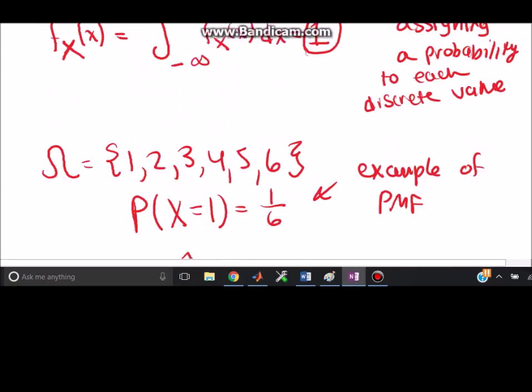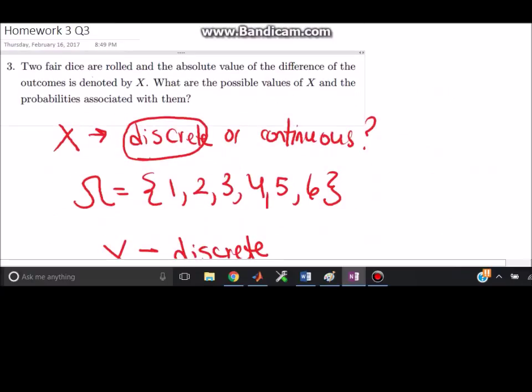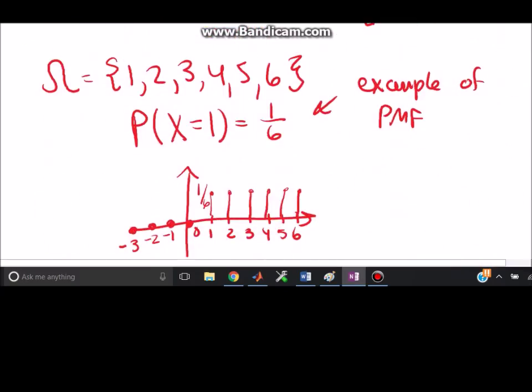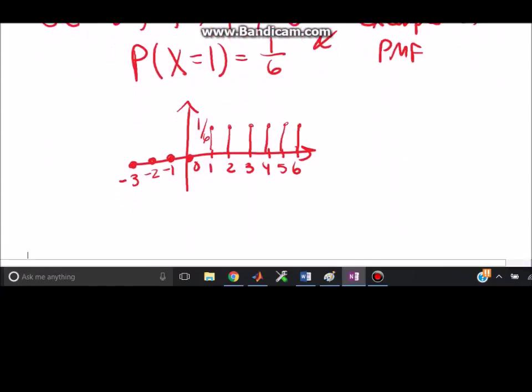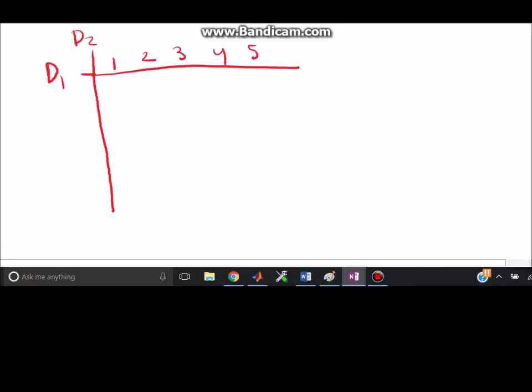Now the challenge here is we're given a problem, and we're supposed to figure out what each value the random variable can take on is, and assign probability measures to each one of them. The way I like to do this problem, since we're rolling two fair dice, the easiest way to visualize the random variable is by making a table to see what the random variable will be at each instance. So let's consider die 1 and die 2. Die 1 can take on values of 1, 2, 3, 4, 5, and 6, and die 2 can also take on values of 1, 2, 3, 4, 5, and 6.